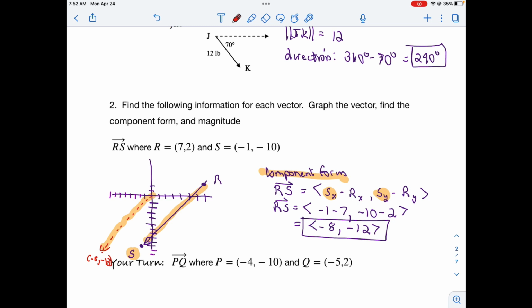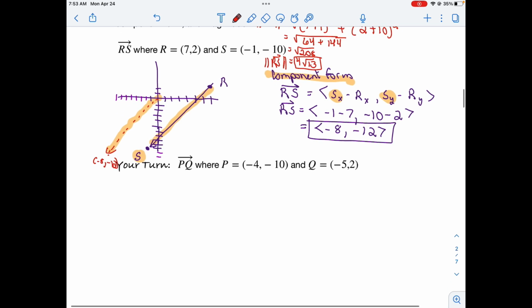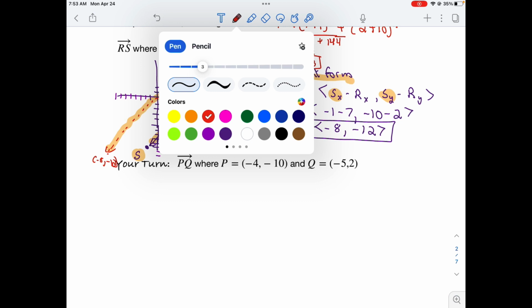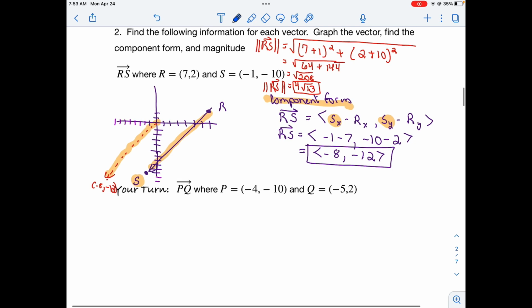Now, we were asked to find the magnitude of this. So I'm going to first find the magnitude like we learned in the last section, last example. But there is another way to find it. You could also take your component form and do the x-coordinate squared, which is -8 squared, which gives us 64, plus your y component, which is -12 quantity squared, which will give us 144. So you can use the distance formula, or you can use x component squared plus y component squared and take the square root of that. All right, so you try this, your turn problem.